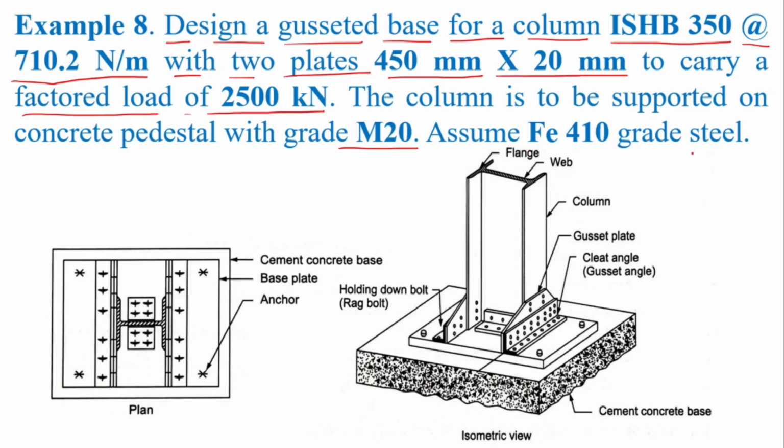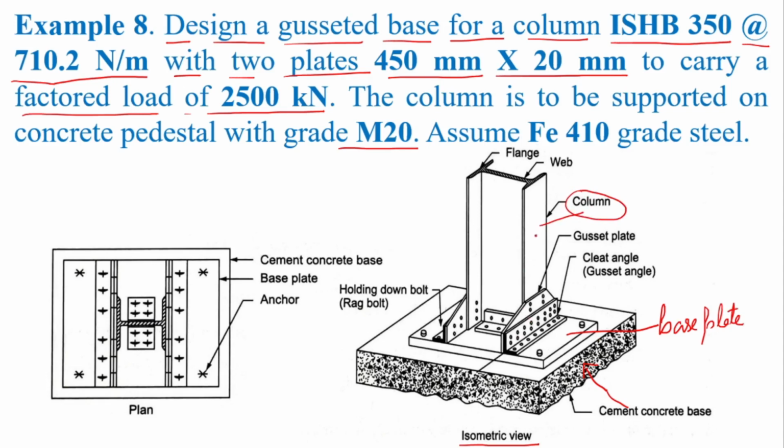Before starting the design part, let me explain briefly the gusseted base for a column. If you see the figure, which is an isometric view of a gusseted base, this is the concrete base. Over the concrete base, this is a base plate, and over this base plate the column section is erected.